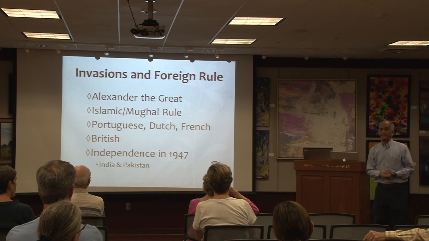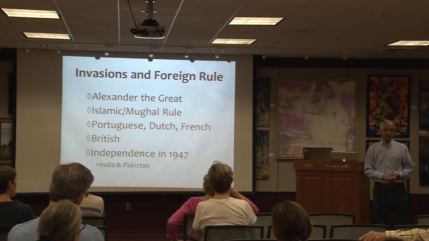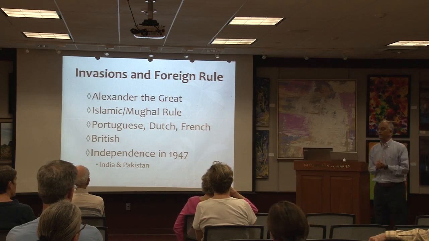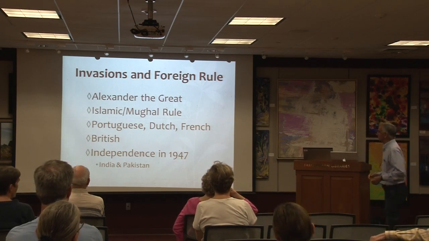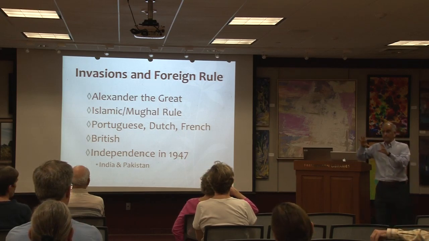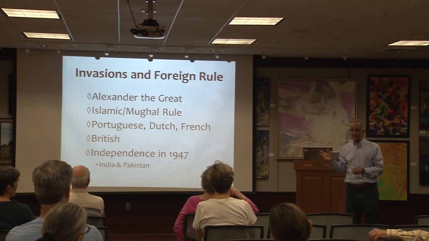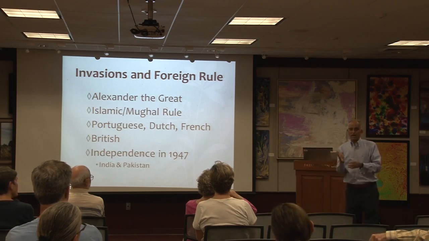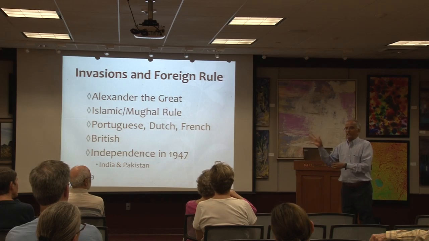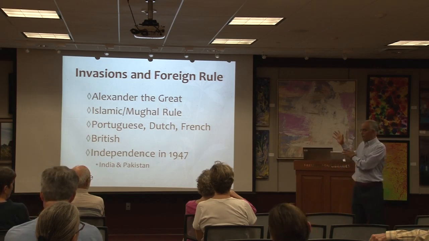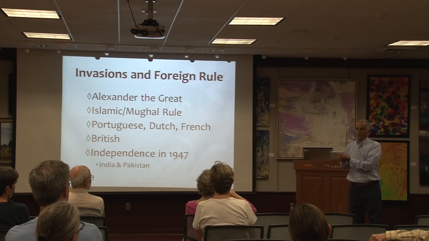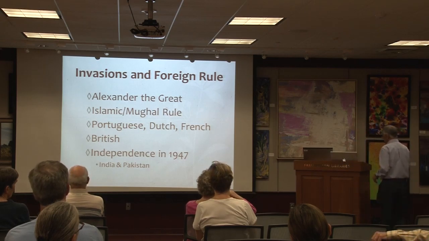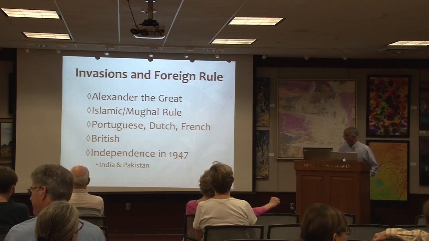Then India got independence in 1947. So the British ruled India for about 200 years. Then in 1947, what was then India became two independent nations, India and Pakistan. In fact, Pakistan was in two parts, West Pakistan and East Pakistan, separated by 1,000 miles of Indian territory. And around 1970, East Pakistan rebelled and it became Bangladesh. Okay? That's a 1.5 minute overview of the history of India.